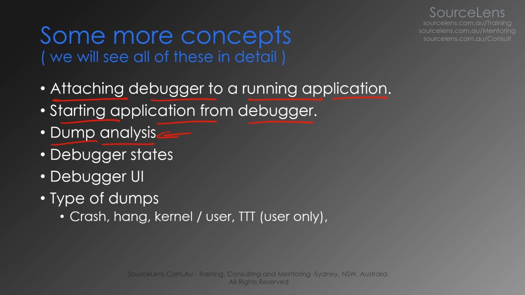Debugger states, we have seen the running states. When the program is running, we can't execute any commands. The command window is disabled when the program is running. A lot of options were disabled. When the program is broken into the debugger, when the program was frozen and broken into the debugger, we could have executed any command in the debugger and affect the state of the program. That is the different state of the debugger.